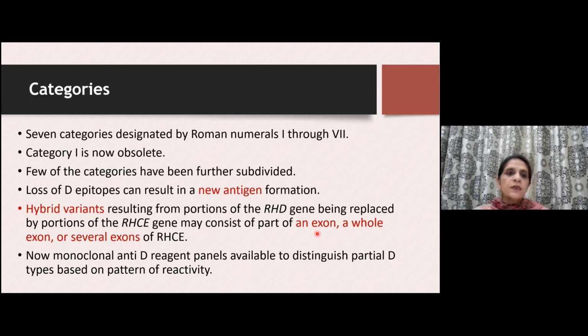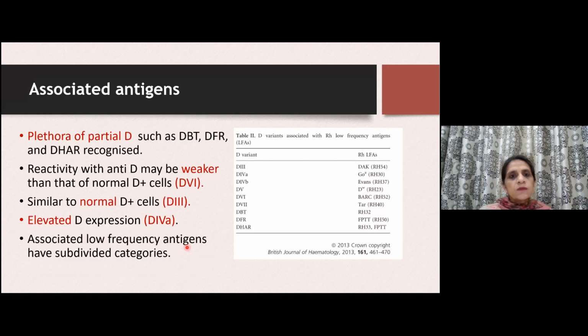And now we have partial D typing kits, which are monoclonal anti-D reagent panels available in 6 reagent panel or 12 reagent panel typing kits to distinguish these partial D variants based on the pattern of reactivity with these monoclonal reagents. So because of these multiple genetic rearrangements, a plethora of partial D antigens such as DBT, DFR, and DHAR have been recognized. And we can see over here that these are the low frequency antigens associated with the different partial D variants. And the reactivity of partial D variants with anti-D may be weaker than that of normal D positive cells in case of D6.